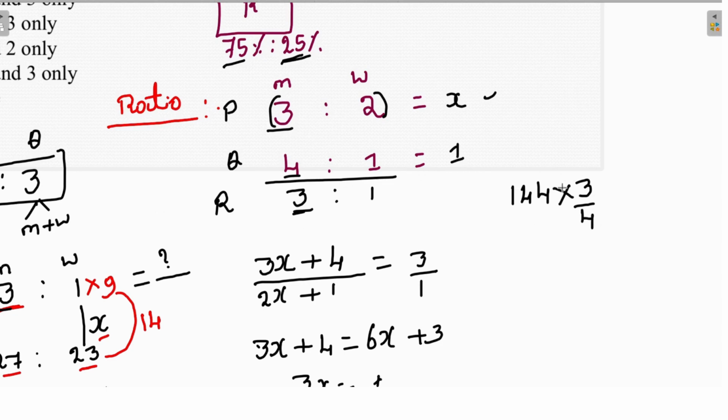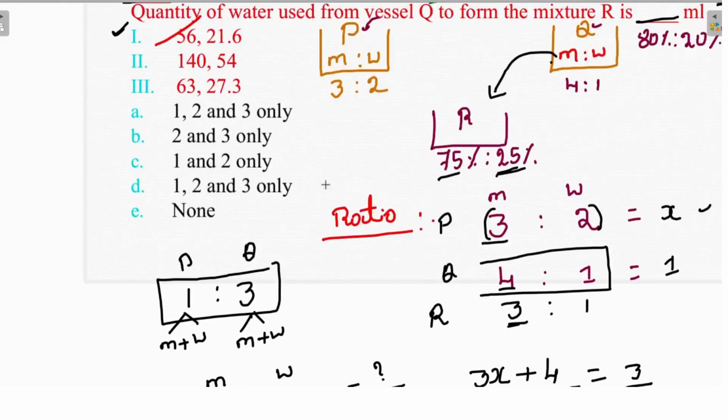This is the total milk and water I will take from vessel Q, but I want only water. The milk and water ratio in vessel Q is 4:1, which means you will take 1 out of 5 parts. That is the water you will take from vessel Q. So if I solve this equation, 4 fives are 20, leave the 0, and afterwards 144 divided by 20 is 7.2, into 3 is 21.6. Here also in the options you will get 21.6. So this option is right.